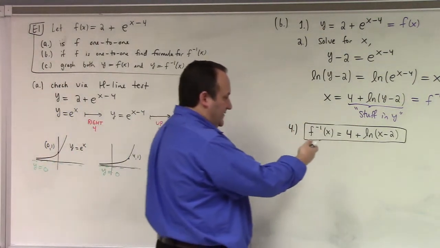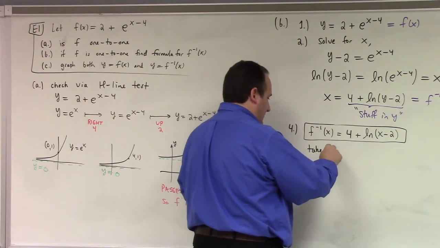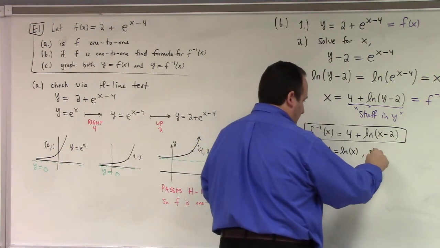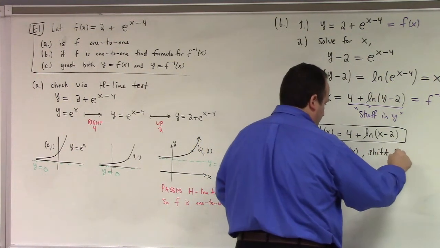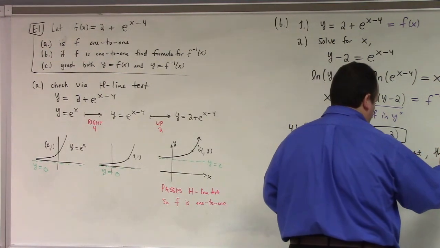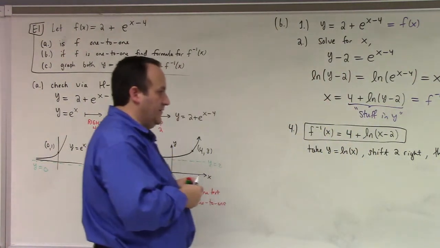So I would think about this as follows. We take y equals natural log of x, shift to the right, then up 4. Up 4, right?